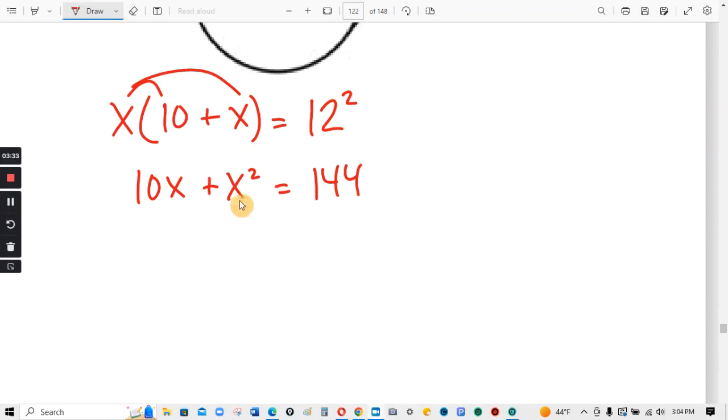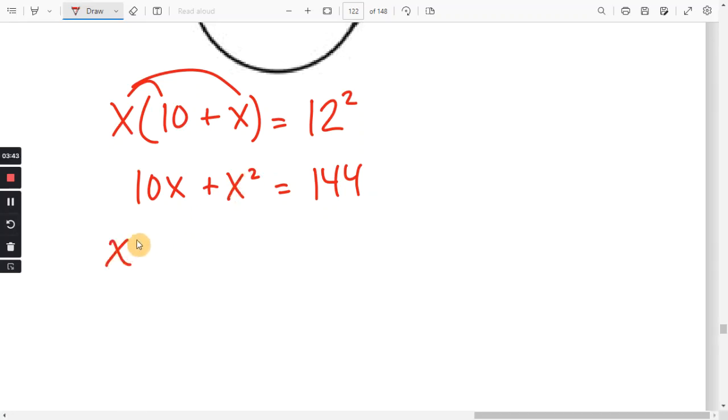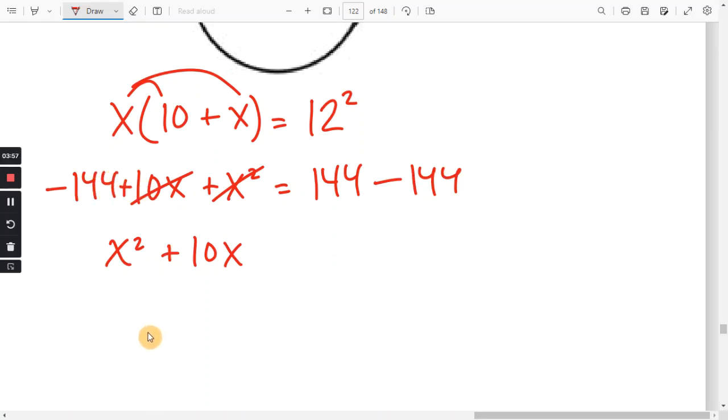Okay, we need to factor or use quadratic formula. Either way, it needs to be equal to 0. So I'll put the greatest exponent first. I'll put the x squared plus 10x. And I'm going to do minus 144 on both sides. Okay, so on this side on the left, we still have negative 144. And 144 minus 144 is 0.